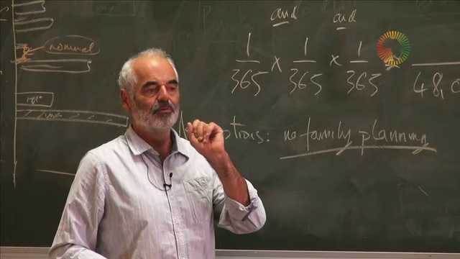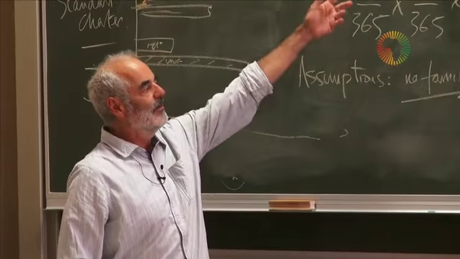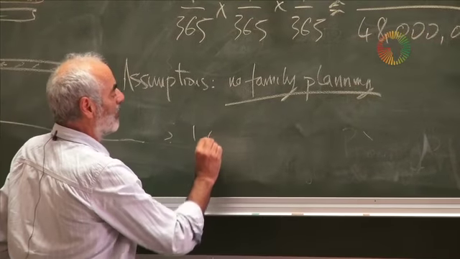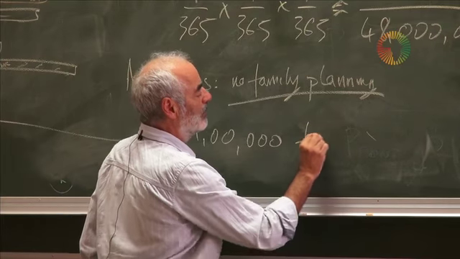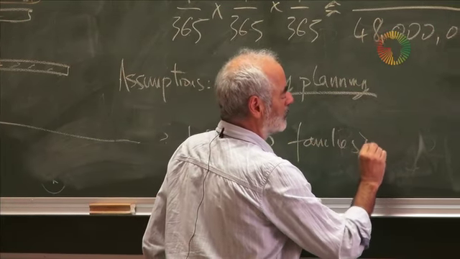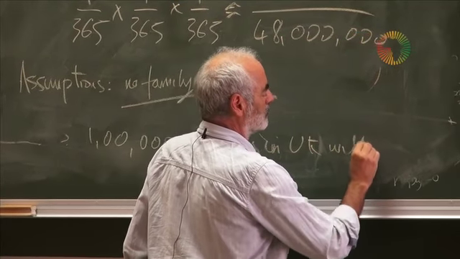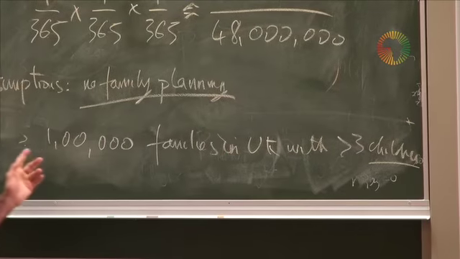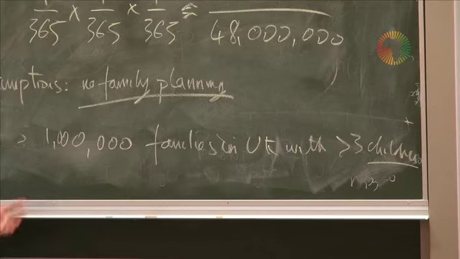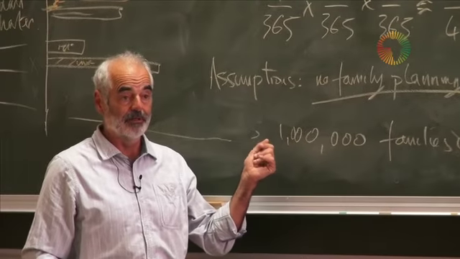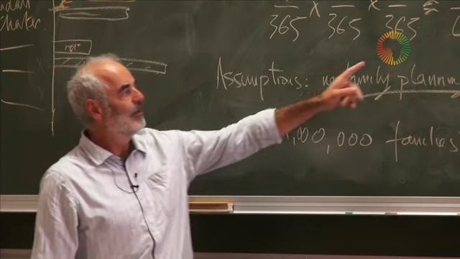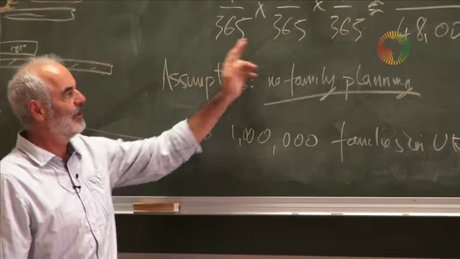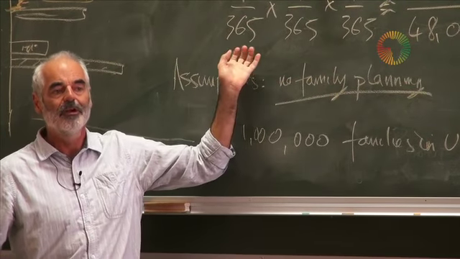But there's a bigger reason, a more important reason in fact. They're talking about the probability for one family. In fact, there are 1 million families in the UK with 3 children, or with more than 3 children. So these things could happen quite frequently. Okay, we'll come back to that. But what about the 48 million? Is there something wrong with that? The point is, this is calculating the probability of something, but not what they're interested in.